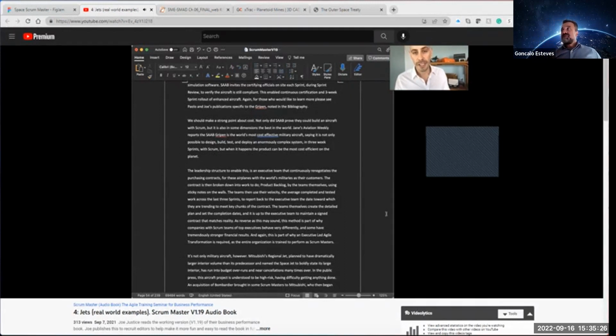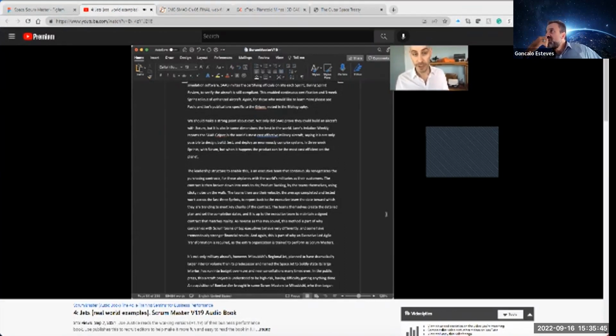We should make a strong point about cost. Not only did Saab prove that they could build an aircraft with Scrum, but it is also, in some dimensions, the best in the world. Jane's Aviation Weekly reports the Saab Gripen is the world's most cost-effective military aircraft, saying it is not only possible to design, build, test, and deploy an enormously complex system in 3-week sprints with Scrum, but when it happens, the product can be the most cost-efficient on the planet.